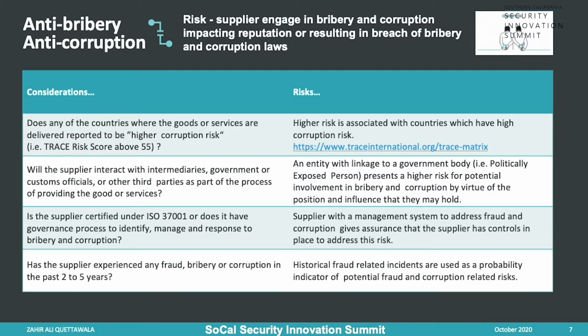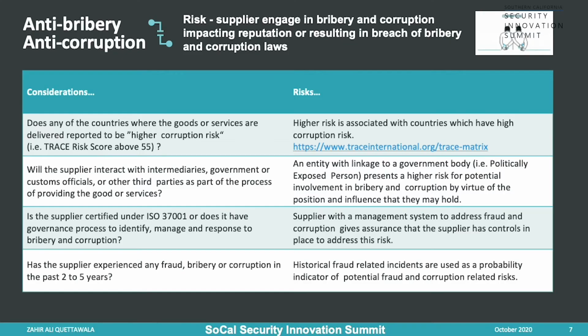Another thing to consider, which might minimize this threat of bribery and other issues: is the supplier certified under ISO 37001, or does it have a governance process to identify, manage, and respond to bribery and corruption? So maybe either of the two. In the ideal scenario, the certification definitely helps. It definitely increases the confidence. But having said so, we need to make sure that if they're also engaged in developing the process, and they have a system to identify fraud and assurance and everything, that there is transparency there, then definitely those things need to be considered.